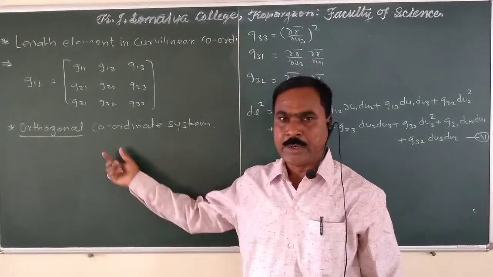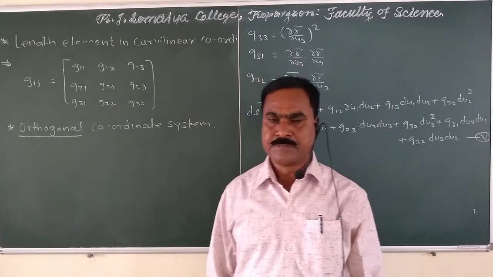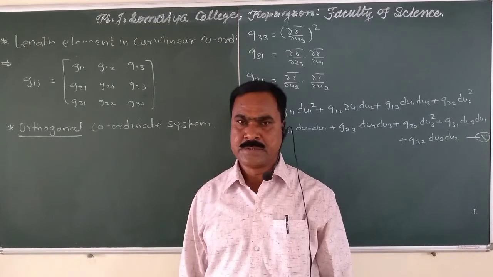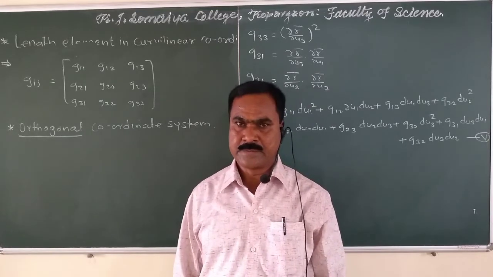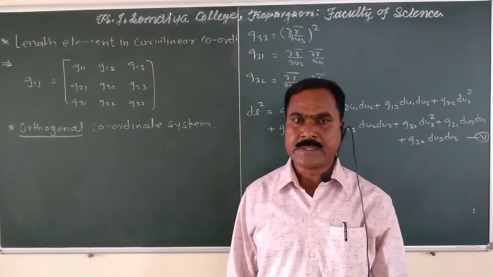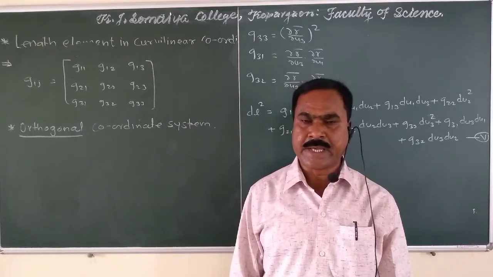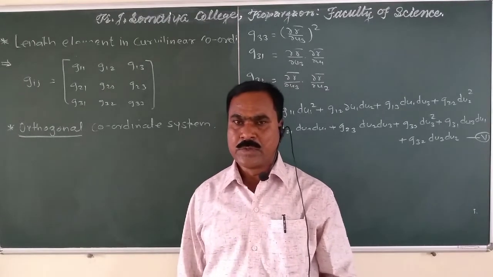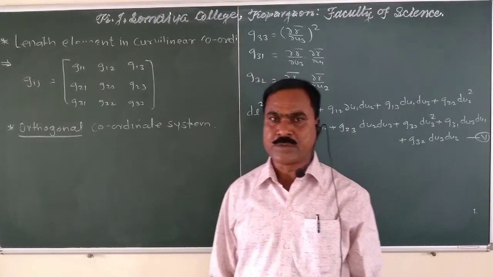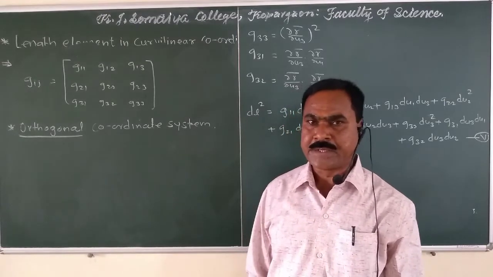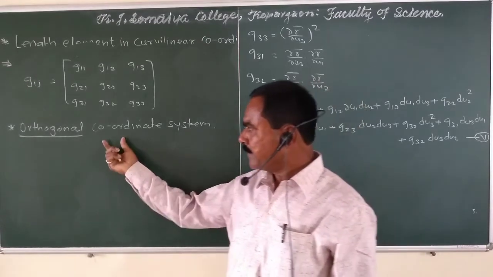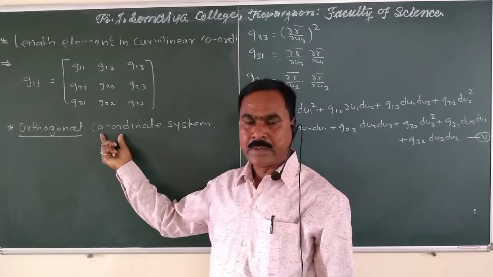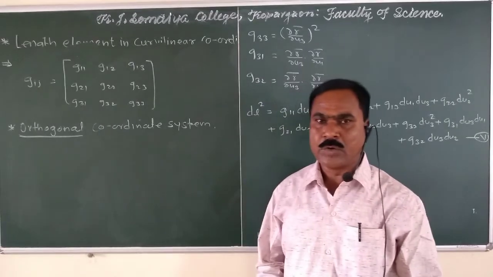Now if we consider the Cartesian coordinate system, there are 3 axes x, y and z, and 3 coordinates, that is x, y, z. These 3 axes are mutually perpendicular to each other. So the Cartesian coordinate system is also called the orthogonal Cartesian coordinate system. Here we have given the definition of the orthogonal coordinate system.